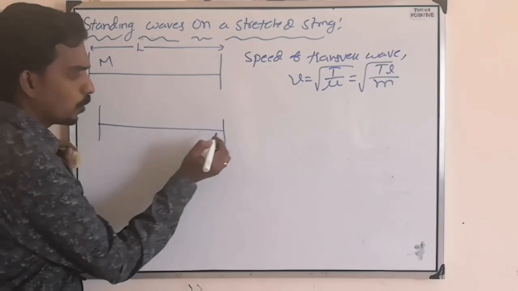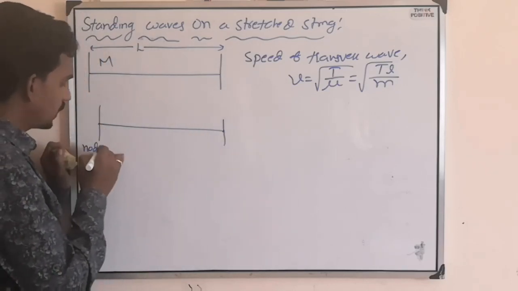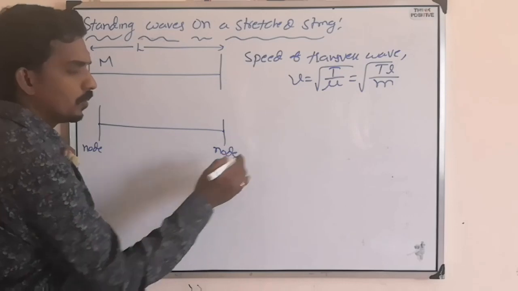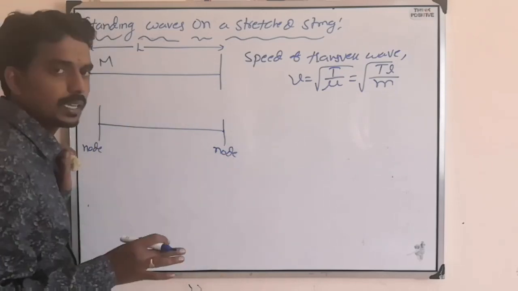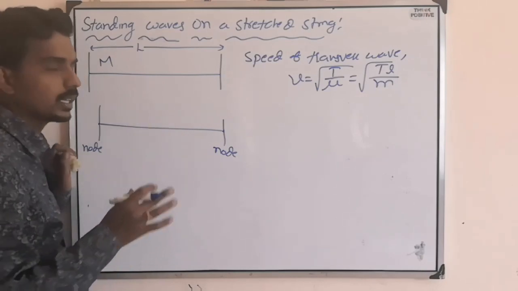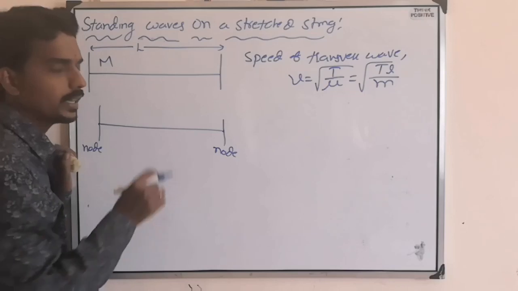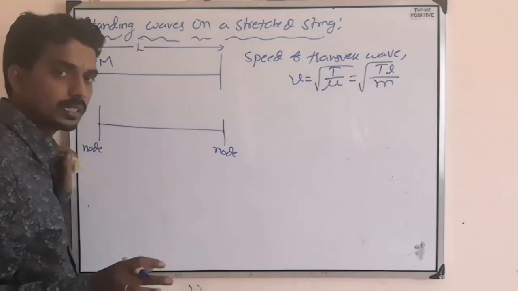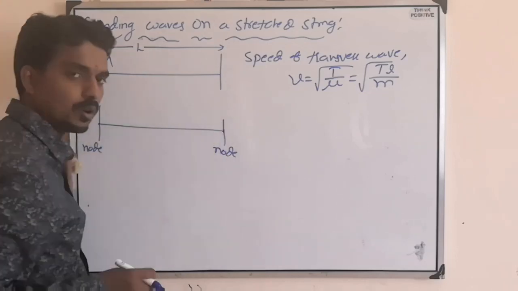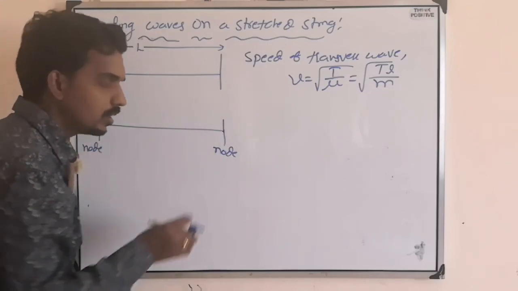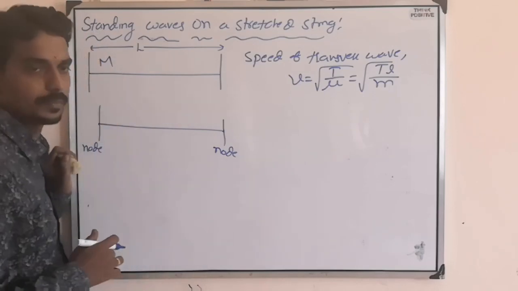Now see here, first possibility. Here one rigid support, here one rigid support. So here one node should form, here one node should form. Where you are plucking doesn't matter, with what amount you are plucking, or where you are holding the string, you can hold some point and pluck it, whatever it is. But always at a rigid support, what must be formed? Node. Zero amplitude. They cannot vibrate.